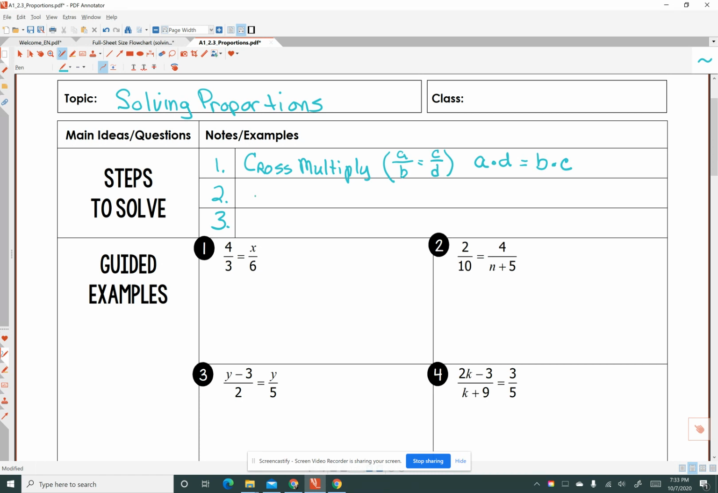Now, the second step will be to distribute. That's not always necessary, but if it is, you'll need to do that. And the third step will be to use our toolbox of algebra skills to solve. And we need to do that.